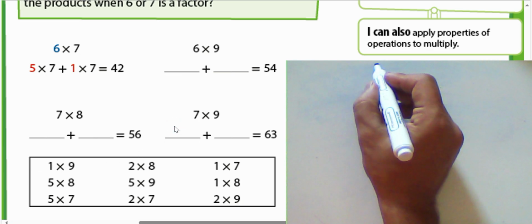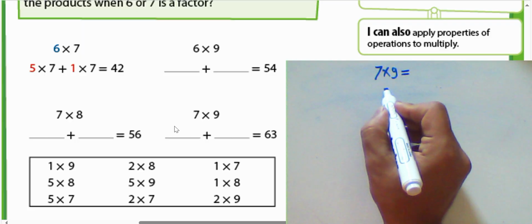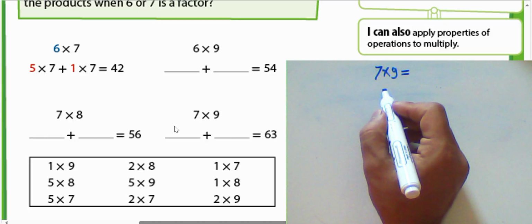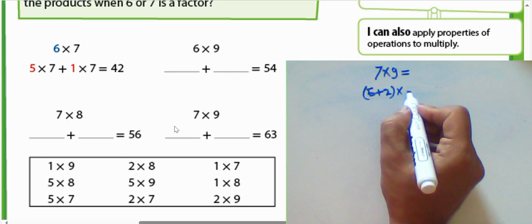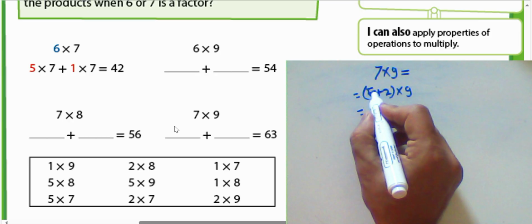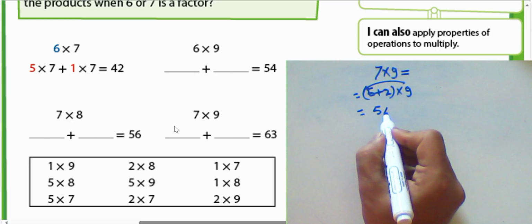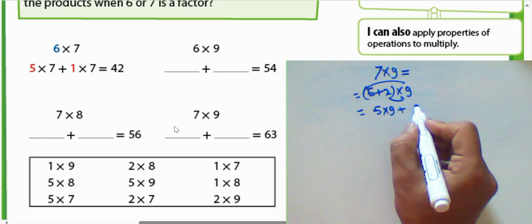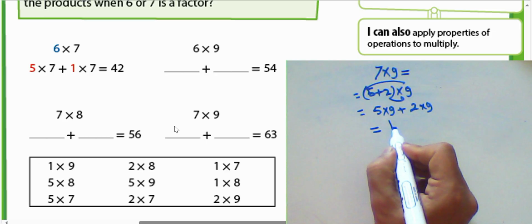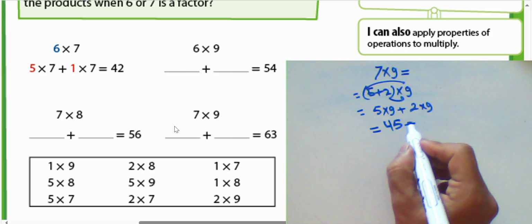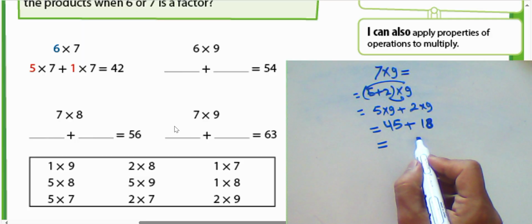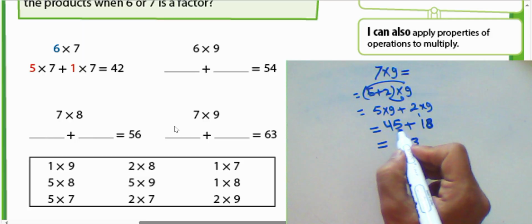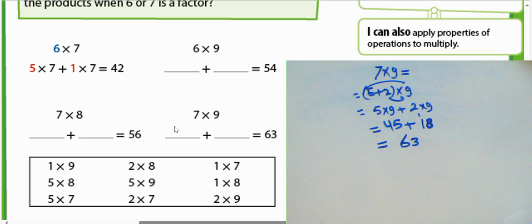Also 7 times 9. We can write 7 equals 5 plus 2, so 5 plus 2 times 9. 5 times 9 and then 2 times 9. 5 times 9 equals 45 and 2 times 9 equals 18. 8 plus 5 equals 13, so write 3 and carry 1. 1 plus 1 is 2, 2 plus 4 is 6. The result will be 63.